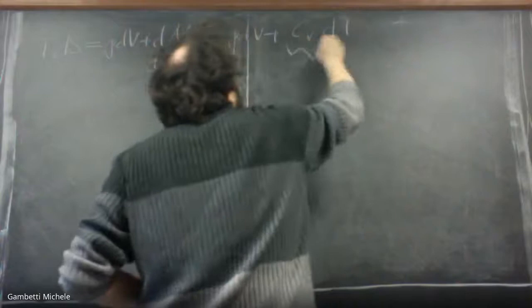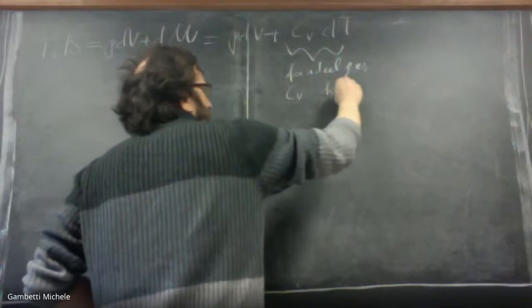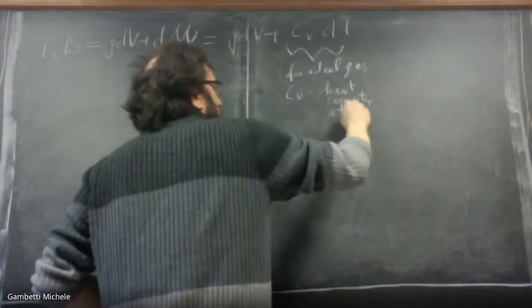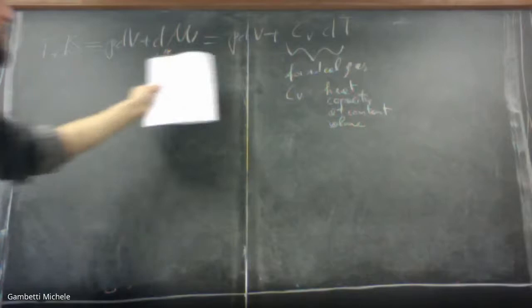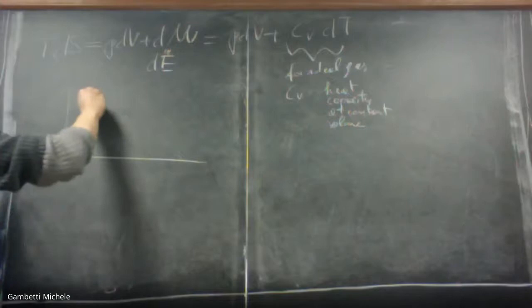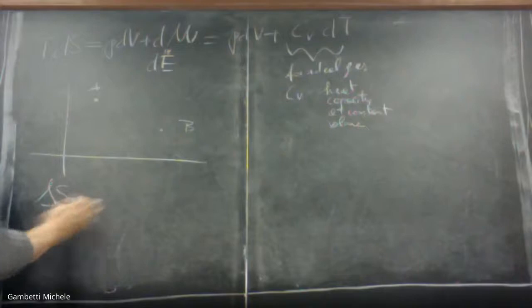That holds true for an ideal gas, where C_V is the heat capacity at constant volume. So now you see that from here you can compute a variation of entropy, which will be given by these two terms, P dV plus C_V dT. Suppose that you want to compute the variation of entropy going from a state A to a state B, that is, delta S, S_B minus S_A.